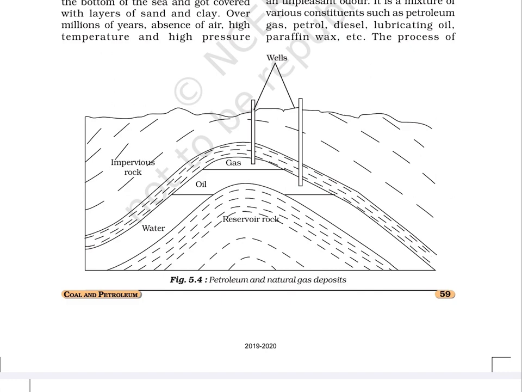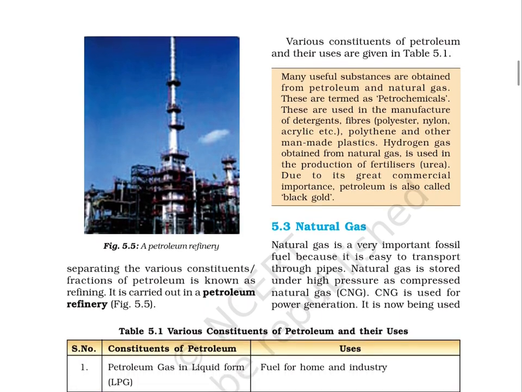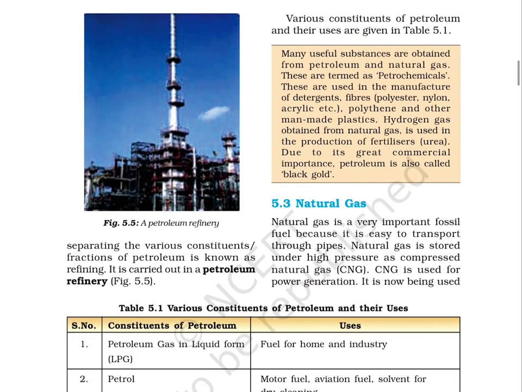Page 60. The process of separating the various constituents or fractions of petroleum is known as refining. It is carried out in a petroleum refinery, as shown in Figure 5.5. Figure 5.5. A petroleum refinery. Figure 5.5 has an image which shows a petroleum refinery. Various constituents of petroleum and their uses are given in Table 5.1.